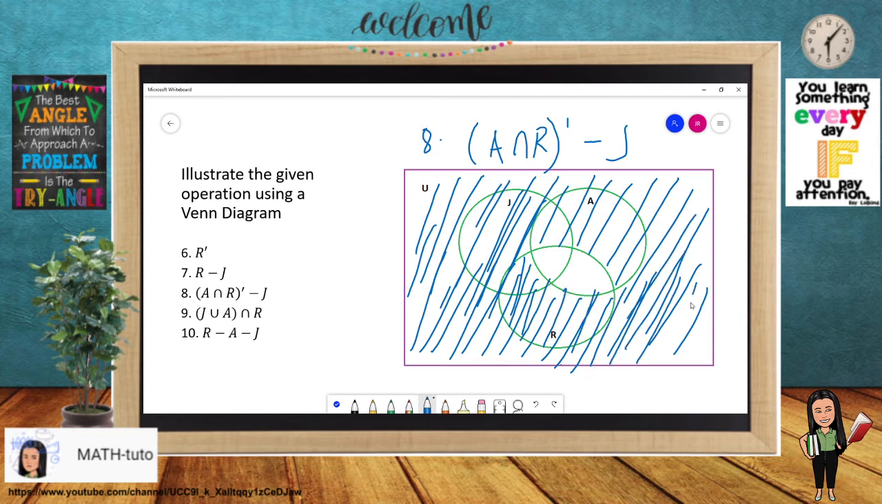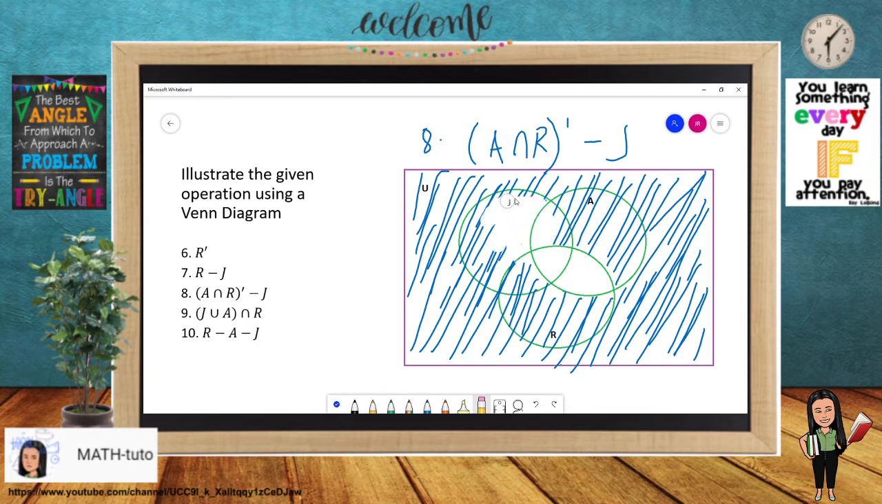Yan. I hope nakikita na ang portion lang talaga na walang shade ay ito, yung intersection. Yan. May na-shade na konti. Erase natin. Itong part na to, which is the intersection of A and R, ang walang shade. Minus J, we also have to erase this part. Lahat ng J, tanggalin natin. Yan. So, that is the complement of A intersection R minus J.